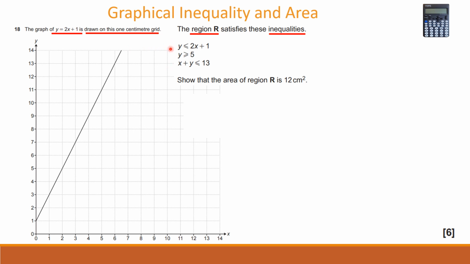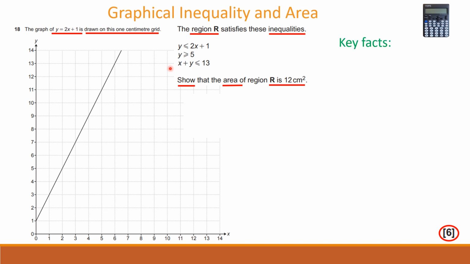y is less than or equal to 2x plus 1. y is greater than or equal to 5. And x plus y is smaller than or equal to 13. And we've got to show that the area of the region R is 12 centimetres squared. And this is going to be worth 6 marks. Now, all inequality questions are worth lots of marks, so they are something that's worth knowing how to do, and make sure you know how to do them well.